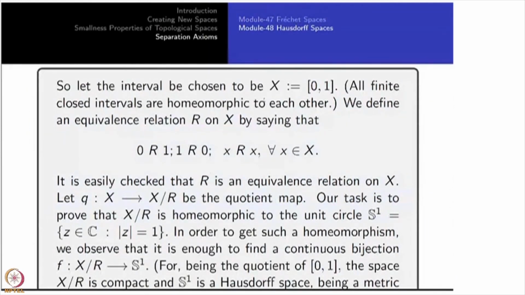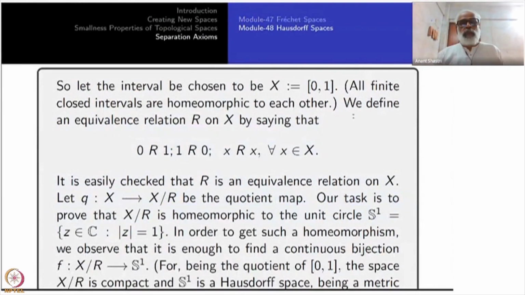So I will denote X by [0, 1]. I don't have to take any other interval because they are all homeomorphic to [0, 1]. Any closed interval is homeomorphic to [0, 1]. That we know already. So define a relation. 0 is related to 1. 1 is related to 0. x is related to x for every x. So this is an equivalence relation. There is no other rule here.